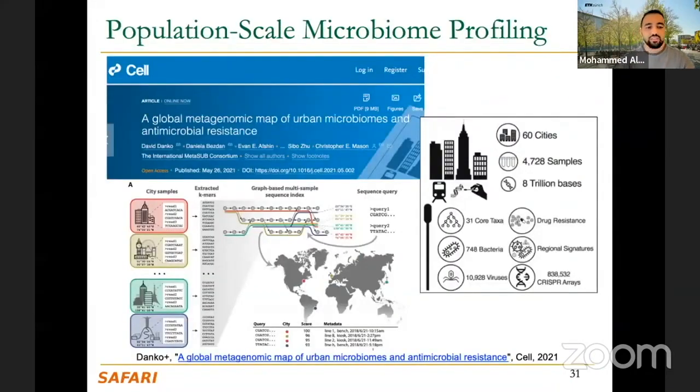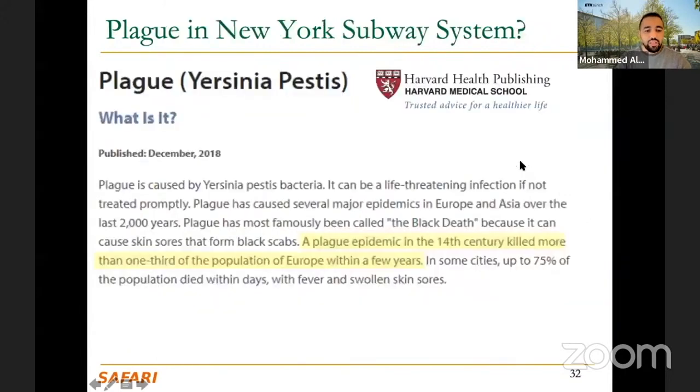However, what is interesting is to find something risky. This is another study collected from 60 cities, including Zürich. And this is a very recent study. It's really huge, targeting 60 cities around the world, collecting about 5,000 samples. So what they found in the New York station is a bacterium called Yersinia pestis. And this bacterium can cause death. So finding it in New York, where the subways are normally very crowded, is really a deadly thing. And you need to take action immediately.